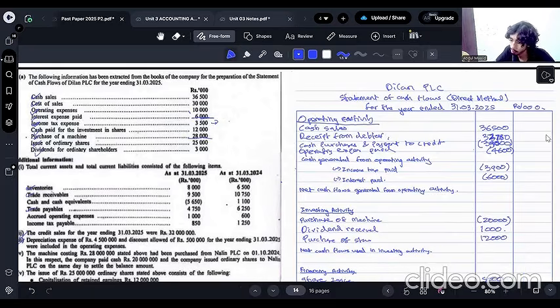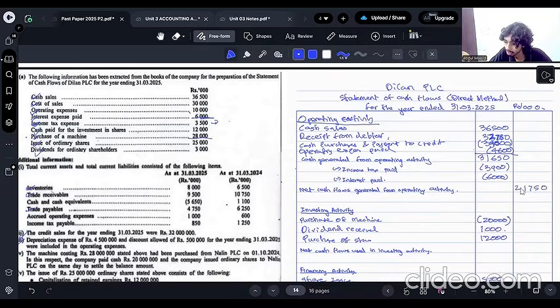So cash generated from operating activity, that will be 36,500 plus 32,750 minus 33,000 minus 4,600. Here it's 31,650. Remember, this is 32,750, this is 33,000. And from that, if you deduct the income tax 3,900 and interest expense 6,000, you'll get net cash flow generated from operating activity 21,750.